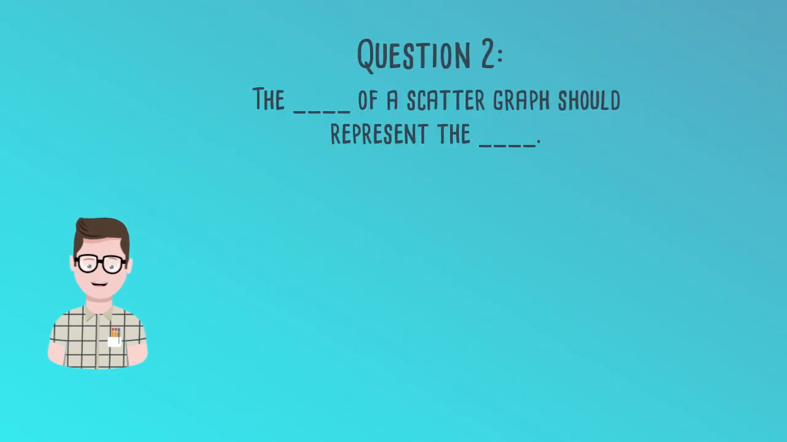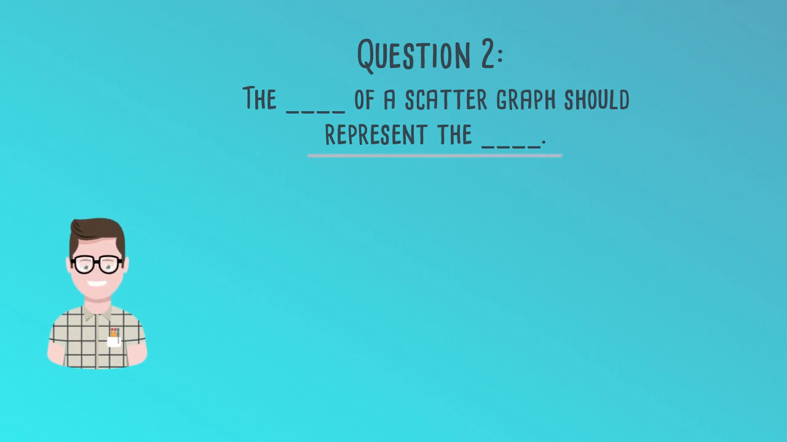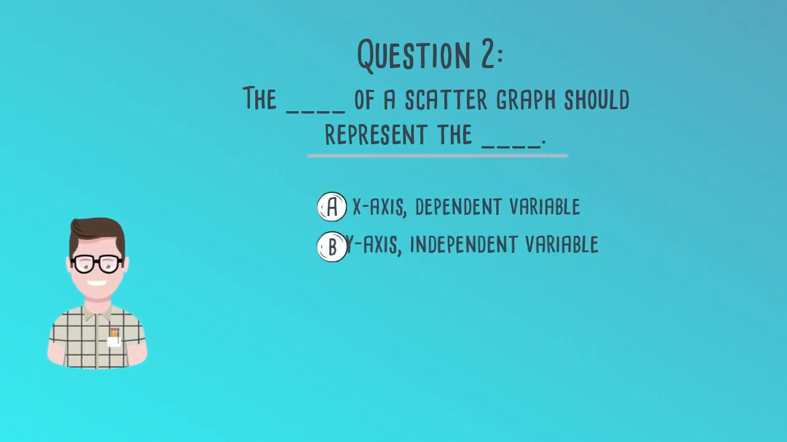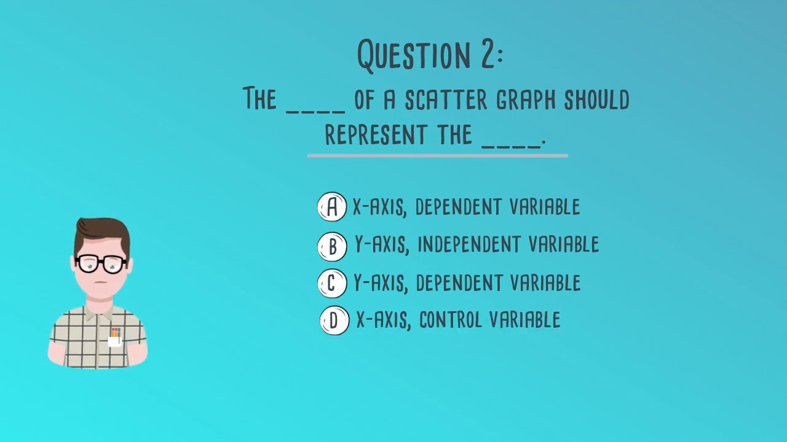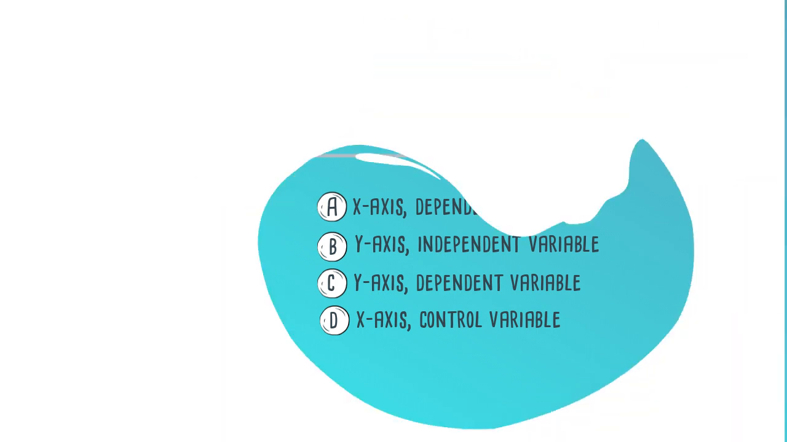Question 2. The blank of a scatter graph should represent the blank. A. X-axis, dependent variable. B. Y-axis, independent variable. C. Y-axis, dependent variable. Or D. X-axis, control variable. The correct answer is C.